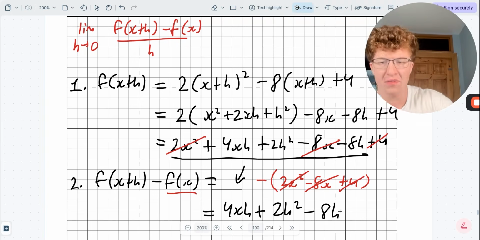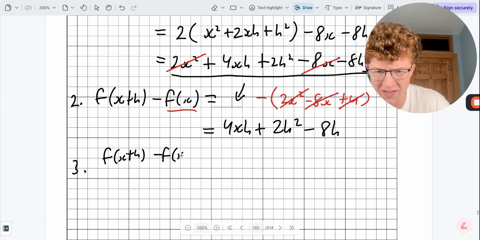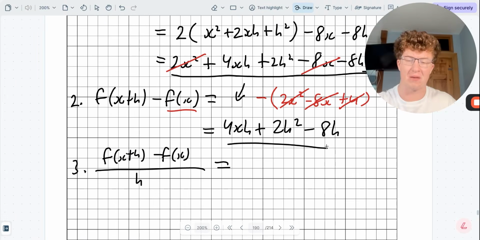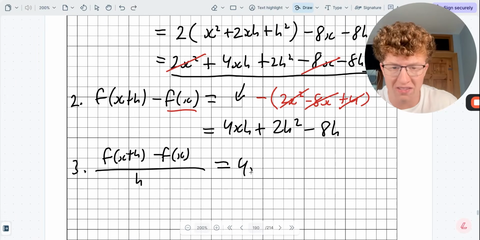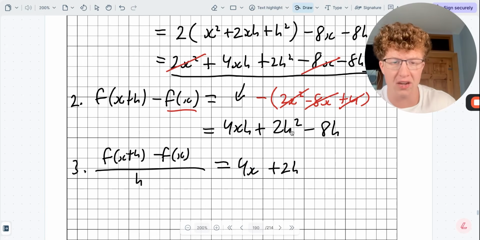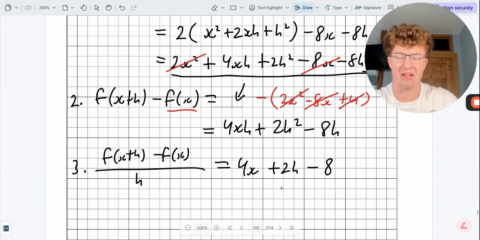minus 8h. Then, third step, we do f of x plus h minus f of x, which is what we just got, all divided by h. So basically just divide this guy here by h. So the 4x, the h is going to go away because we're dividing by h. Then we're going to have a 2h here because this is h squared. And then we're going to have the minus 8 because that h is going to go away as well.